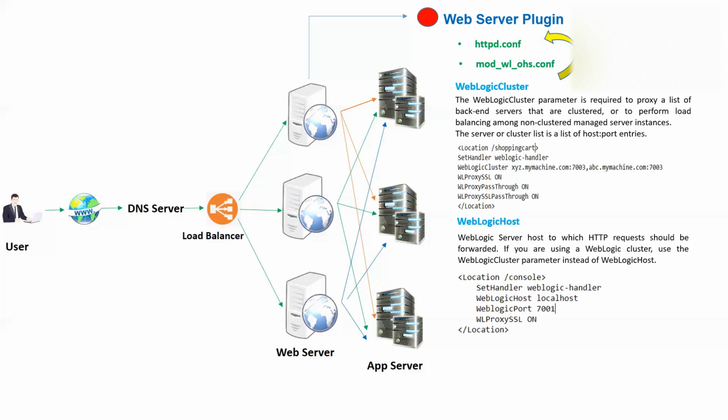Second is the WebLogicHost. For example, you do not have a cluster of servers, or maybe you have a singleton service, a web application that is deployed on only a single managed server, or maybe on the admin server. For that you can define the WebLogicHost parameter. For example, you know that the WebLogic admin console is deployed on your admin server, and that means it is deployed on only one single server. Right? So basically by default it runs on port 7001.